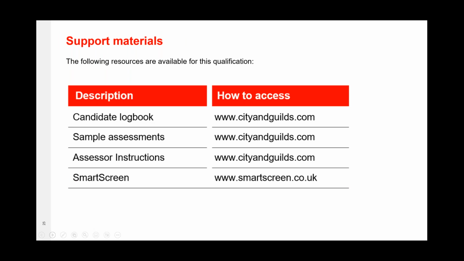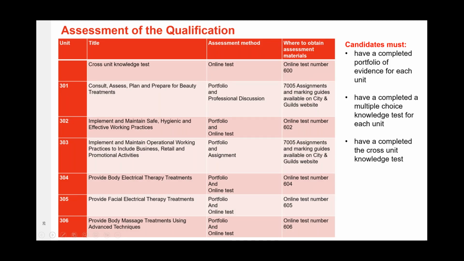As we looked at the beginning of the handbook, this slide states the support materials that we have for you: the candidate logbook, sample assessments, assessors instructions and smart screen, and there are the links for you to have a look at these resources. Now we're going to look at the assessment of the qualification and how it's broken down across the 6 units.